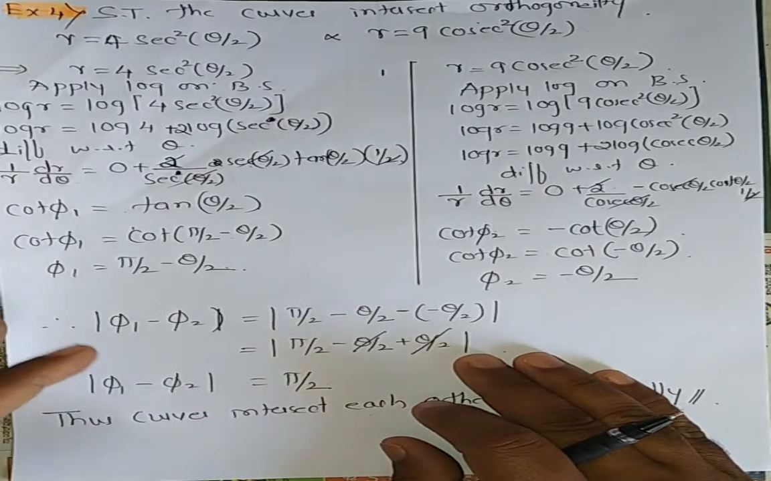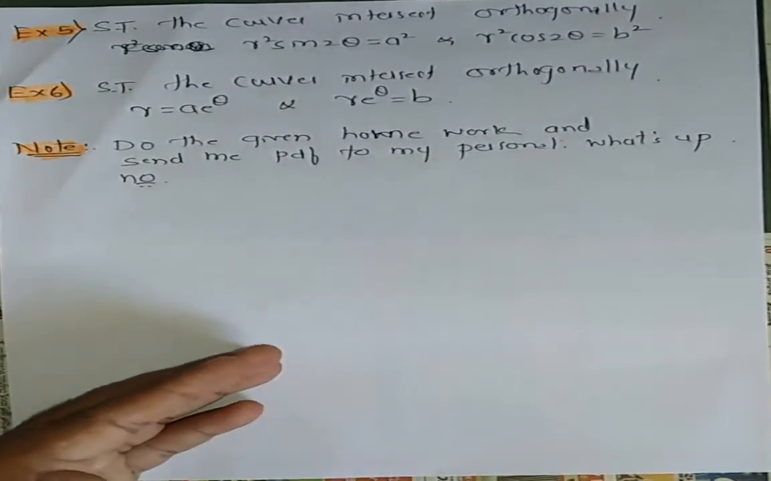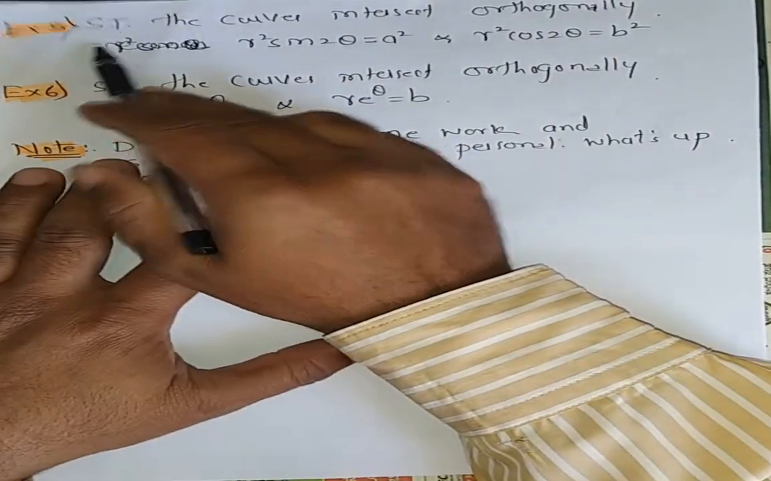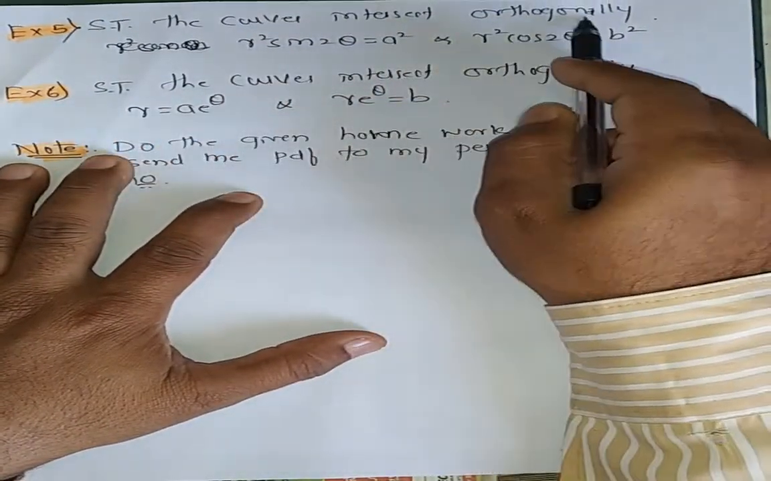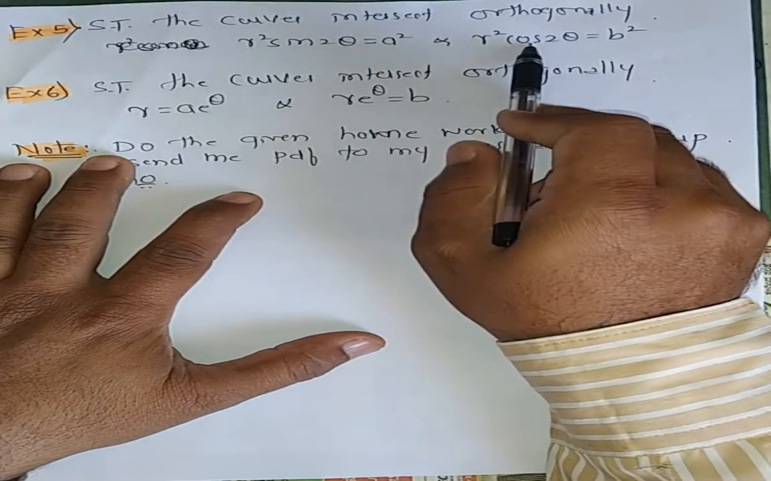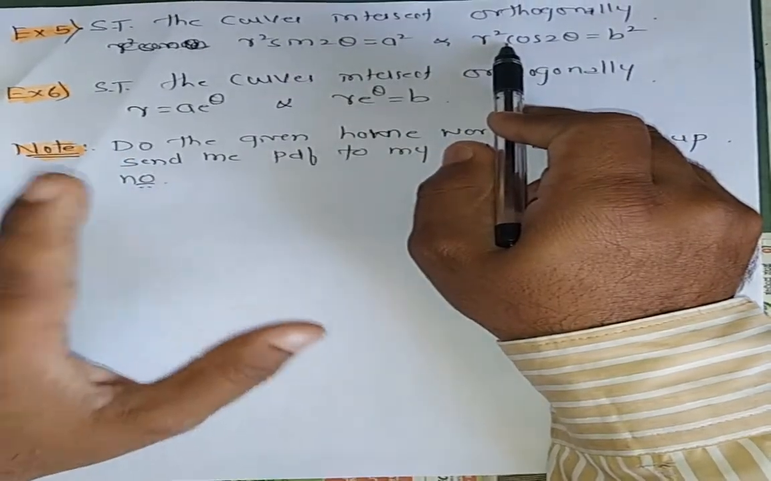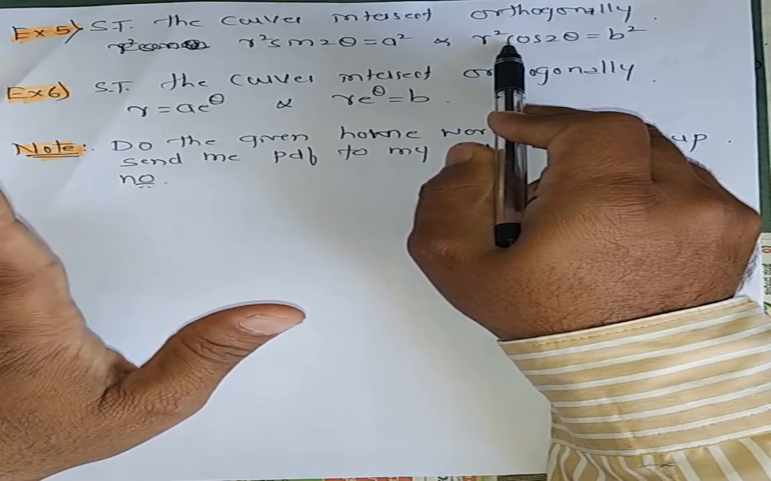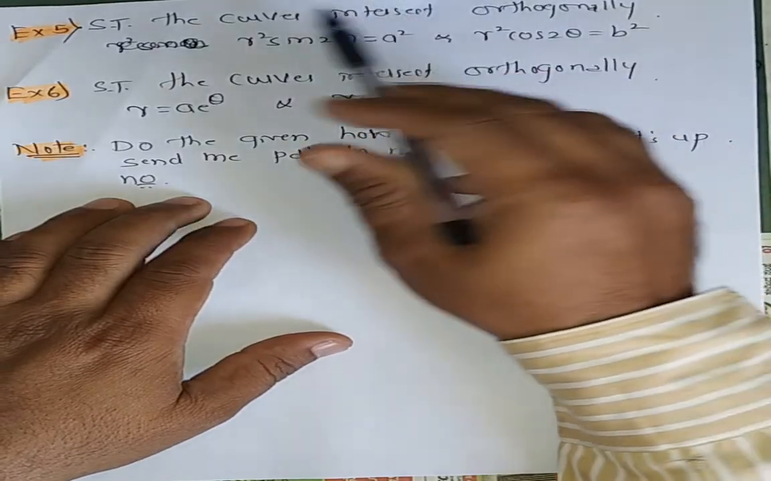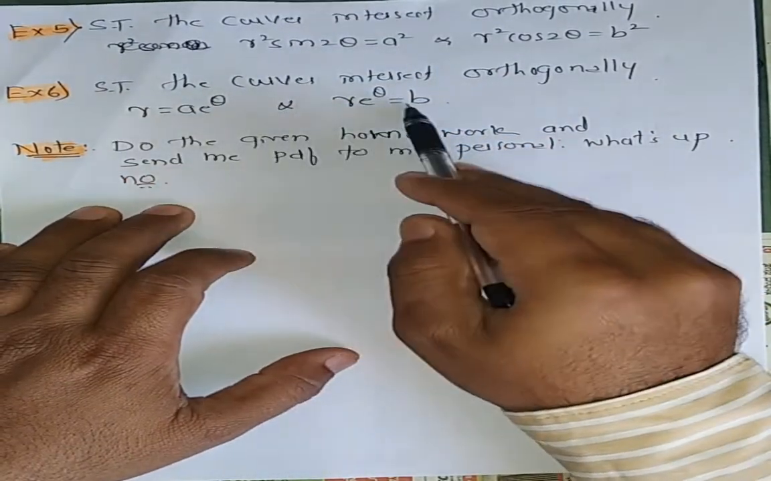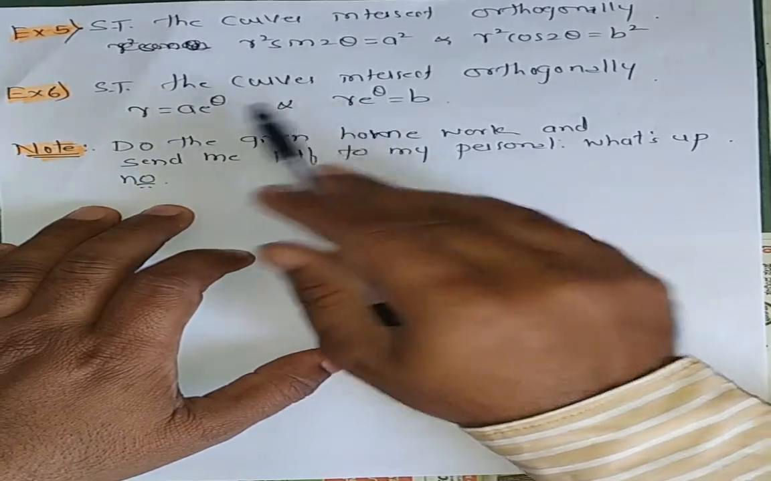Let us go to the examples given as homework for you. I have taken 2 examples as homework. Example number 5 is: show that the curves intersect orthogonally. Two curves are given; find phi 1 and phi 2 from these 2 curves and subtract. If the answer is pi by 2, then you can say that they intersect orthogonally. You will definitely get it because they told us to show that. Similarly example number 3 also has 2 curves, so do this one.